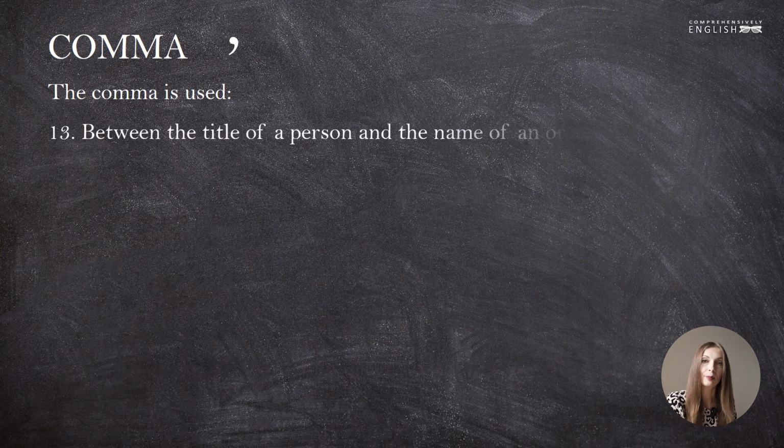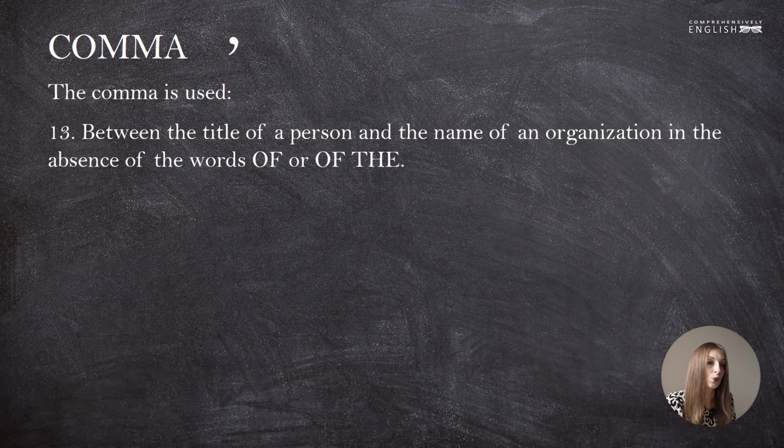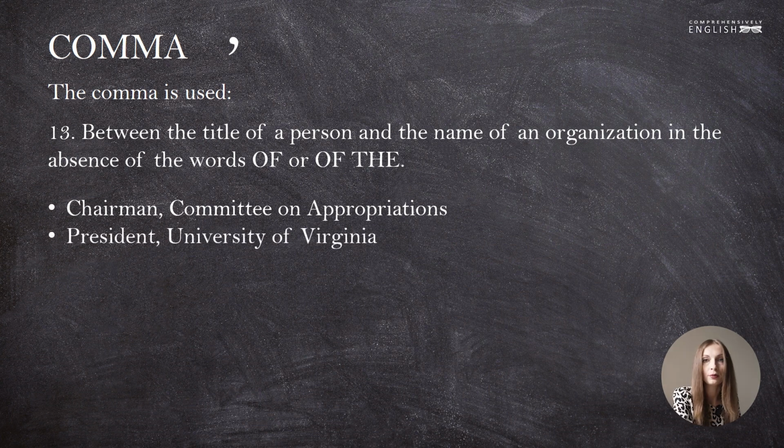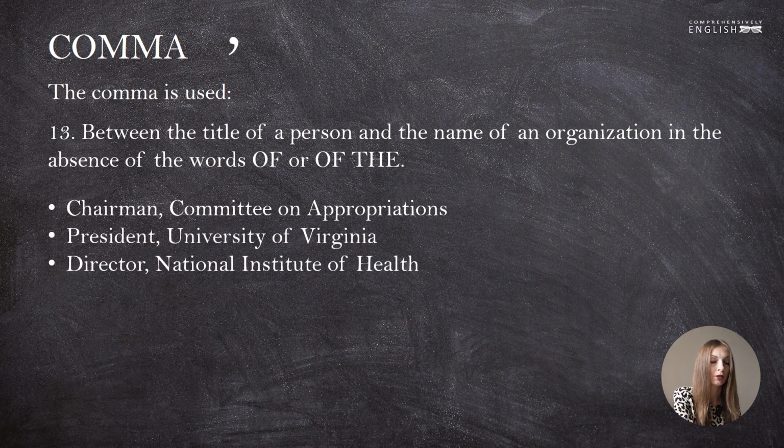Now, another application of the comma is between the title of a person and the name of an organization in the absence of the words "of" or "of the." For instance, Chairman, Committee on Appropriations. If there were "of" or "of the," for instance, Chairman of the Committee on Appropriations, no comma would be used. Another example, President, University of Virginia. Director, National Institutes of Health. Dean, Harvard Law School, and so on.